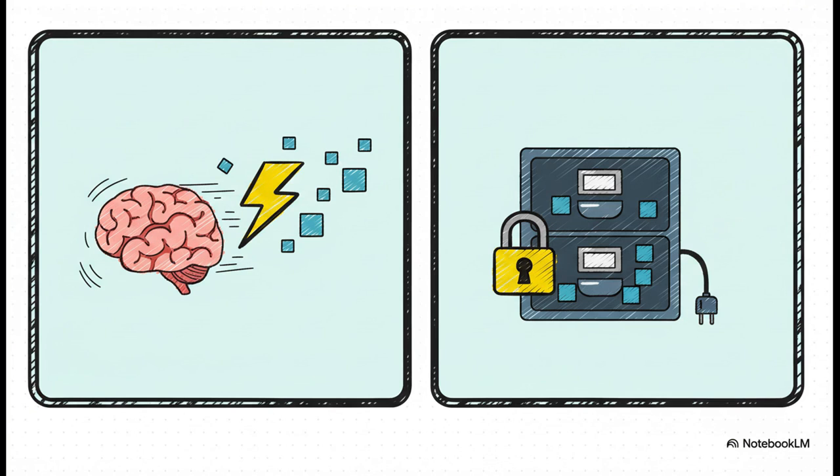The secret to a fast, buttery smooth experience is caching, and our engine uses two different types. The in-memory cache is kind of like your brain's short-term memory. It's super fast for things you just saw. The disk cache, on the other hand, is more like a long-term filing cabinet. It's a bit slower, but it remembers things even if you close and reopen the app.